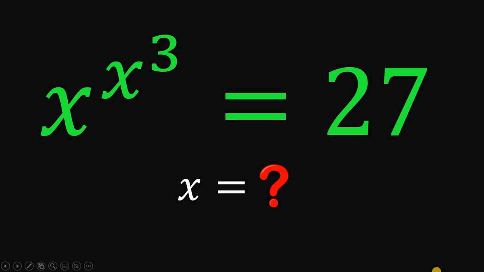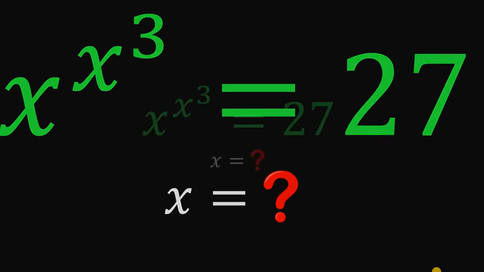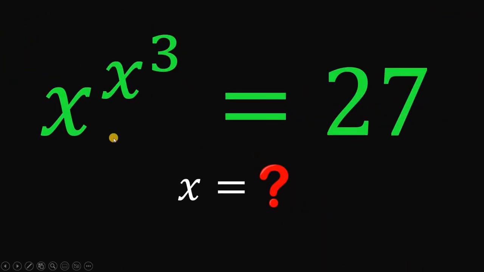For today's video, we will answer a challenge problem coming from one of our followers. And here's the question. Given this equation, x raised to x raised to 3 equals 27, then our goal is to solve for the real value of x. Now, you can pause this video if you want to give this problem a try.